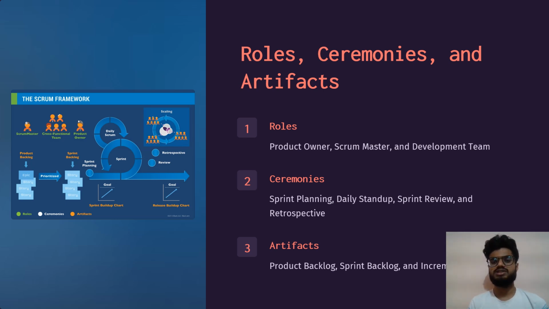So these are the roles, ceremonies, and artifacts. The roles are the product owner, scrum master, and the development team. The ceremonies are the sprint planning, daily stand-ups, sprint reviews, and retrospectives, and all the meetings which we conduct to take the decisions for our products. And artifacts are the product backlogs, sprint backlogs, increments, and so on.